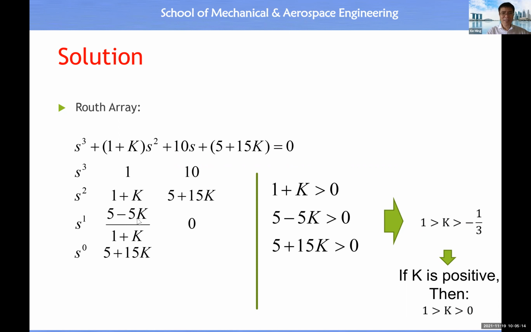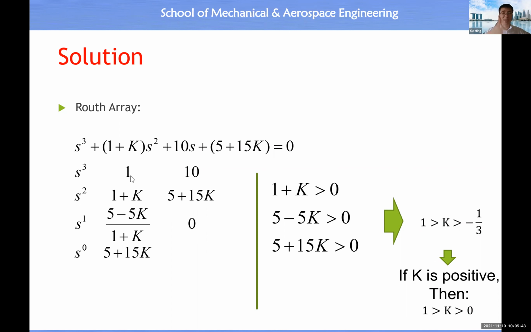Then what will this one be? This should be equal to (1 plus K) times 10 minus 1 times 5 plus 15K. The result will be divided by 1 plus K, okay? Then you get this one. Then what will this one be? For this one, you go this times this minus this one times 0, divided by this, then you get this one. For this system to be stable, all the values in the first column must be positive because this is positive.